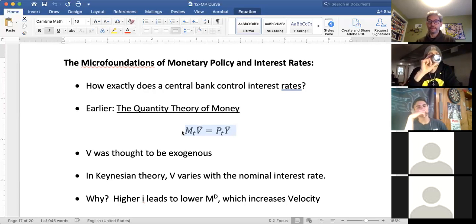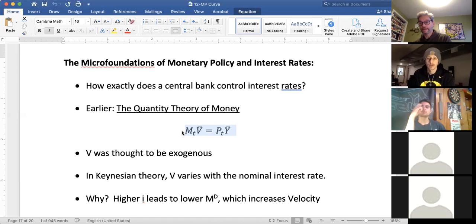However, in our short run model and in Keynesian theory, one way to think about V and how it's different is that velocity isn't fixed over time. In fact, velocity changes, and it changes with the interest rate. So in other words, what happens when the interest rate goes up? When the interest rate goes up, people now want to hold less money. And why is that? Because you have to think about the interest rate as the cost of holding money.